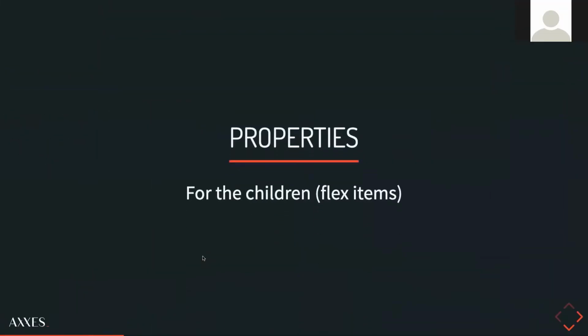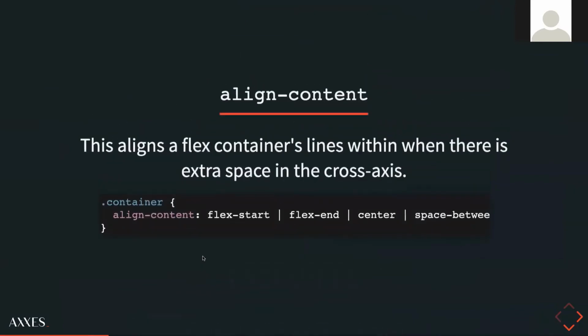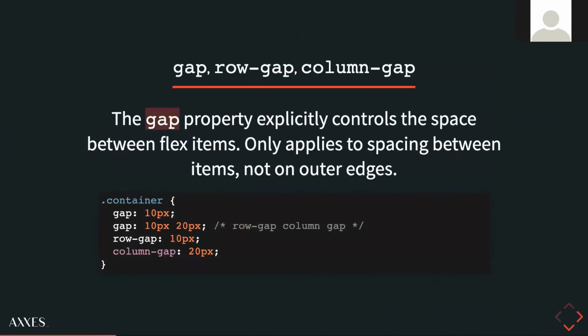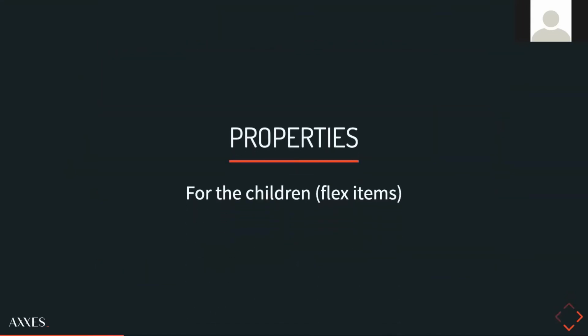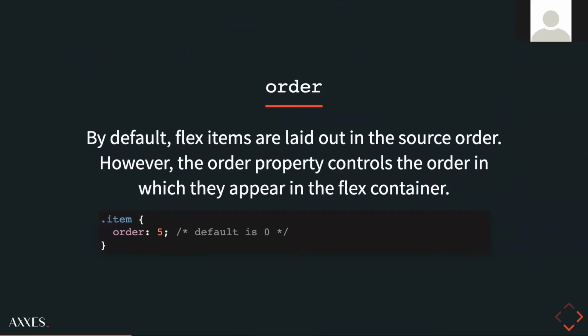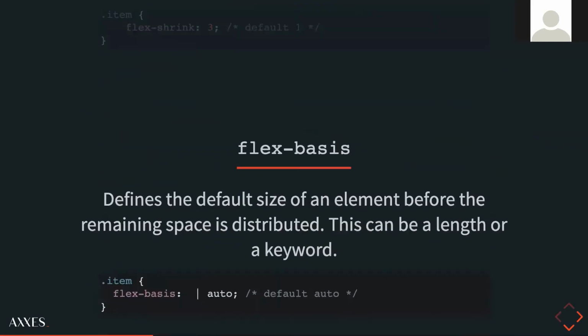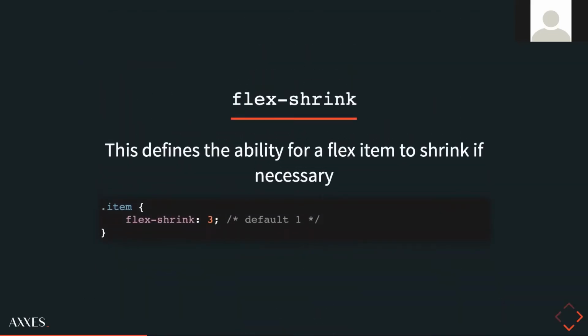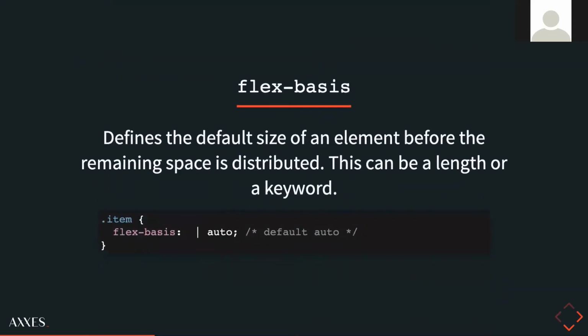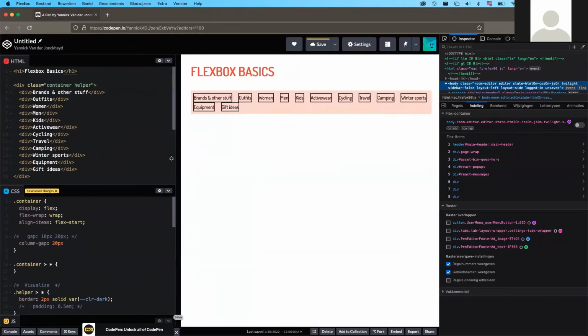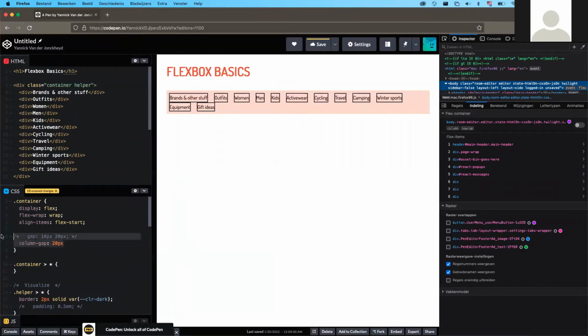Some future-proof. This was all the previous properties, which were for the container. On the children, there's order, which I showed previously. Then flex grow, flex shrink, which is the ability to shrink if necessary. Flex basis. Yes.